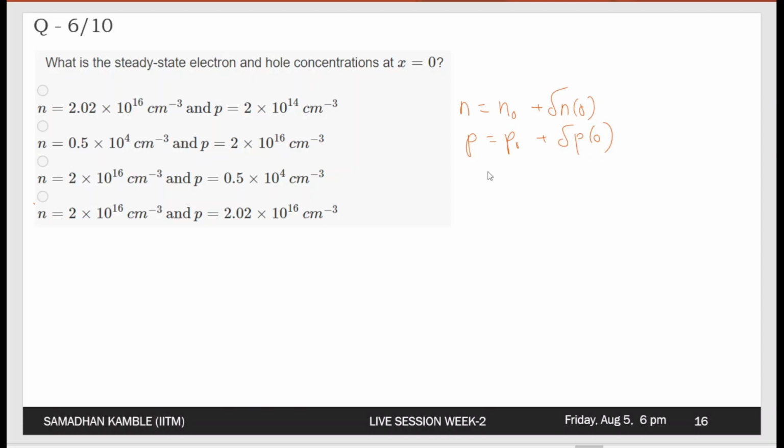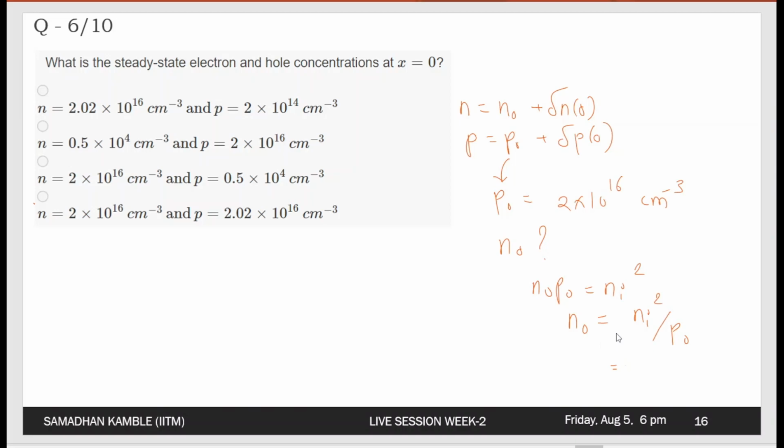Also we are given the value of p naught, and that value is 2 times 10 to the power 16 per centimeter cube, but n naught is not given, so we need to calculate n naught. We know a simple relation for the steady state: n naught times p naught is equal to ni square. So we can determine n naught from here, and that is ni square divided by p naught.